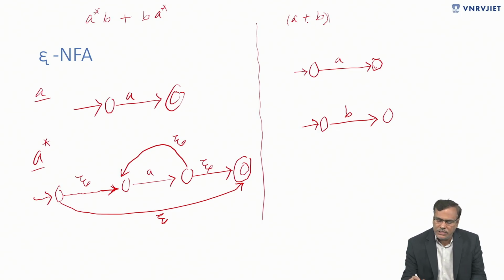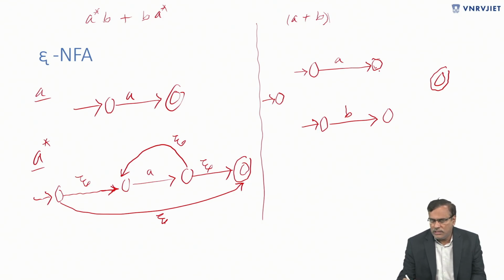Now you have the operation, that is plus. Plus means right now these two are start states for A and B respectively, and these two are final states for A and B respectively. Now for union, what you are supposed to do is introduce a new start state. This is a new start state, and this is a new final state.